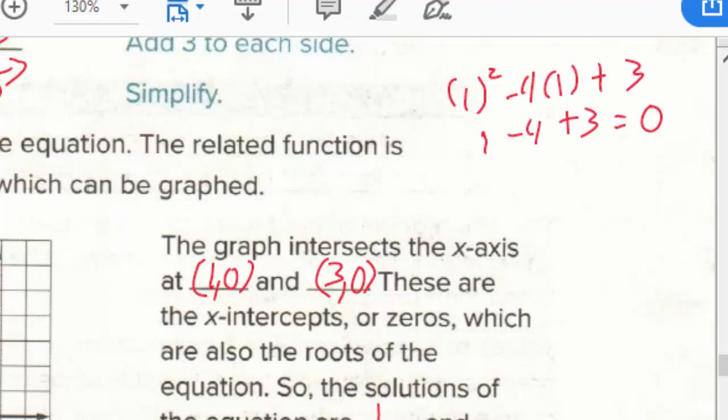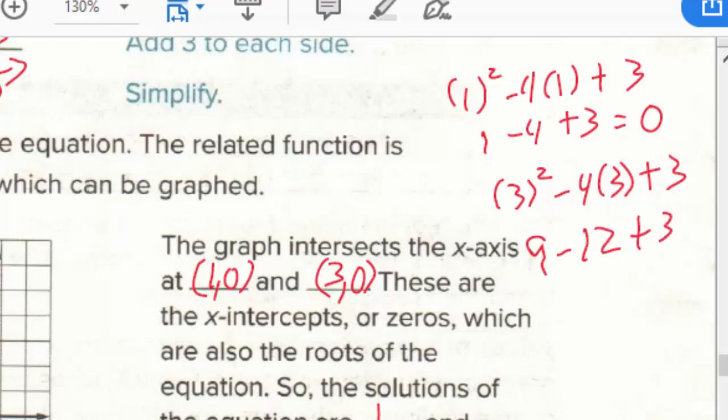I'm going to do it again by substituting a 3 in. So 3 in for x. So 3 squared, and then minus 4 times 3, and then plus 3. 3 squared is 9. Negative 4 times 3 is negative 12, plus 3. And 9 minus 12 plus 3 is still going to give us 0. So you see there's actually two solutions to this problem.